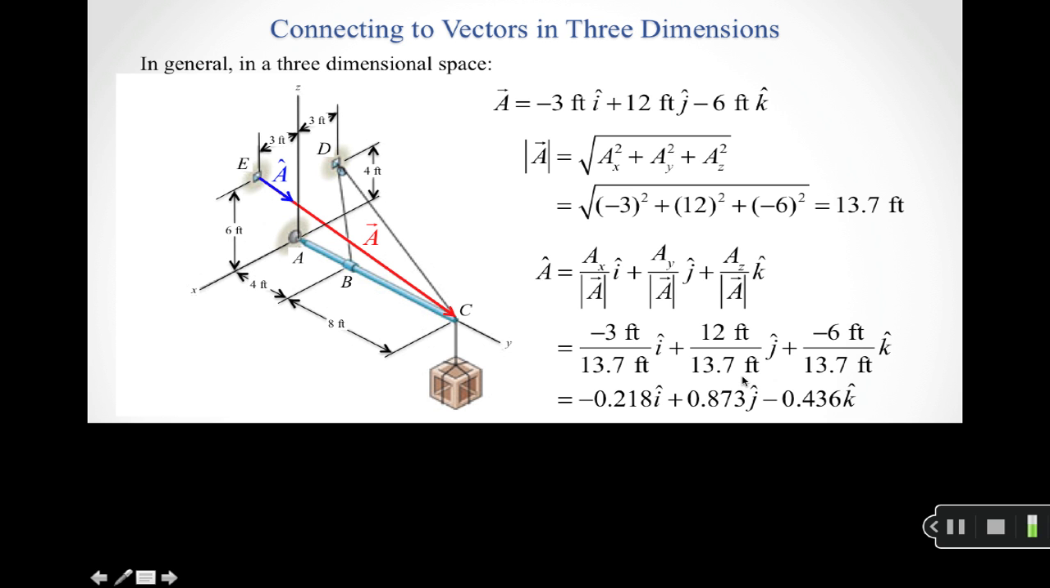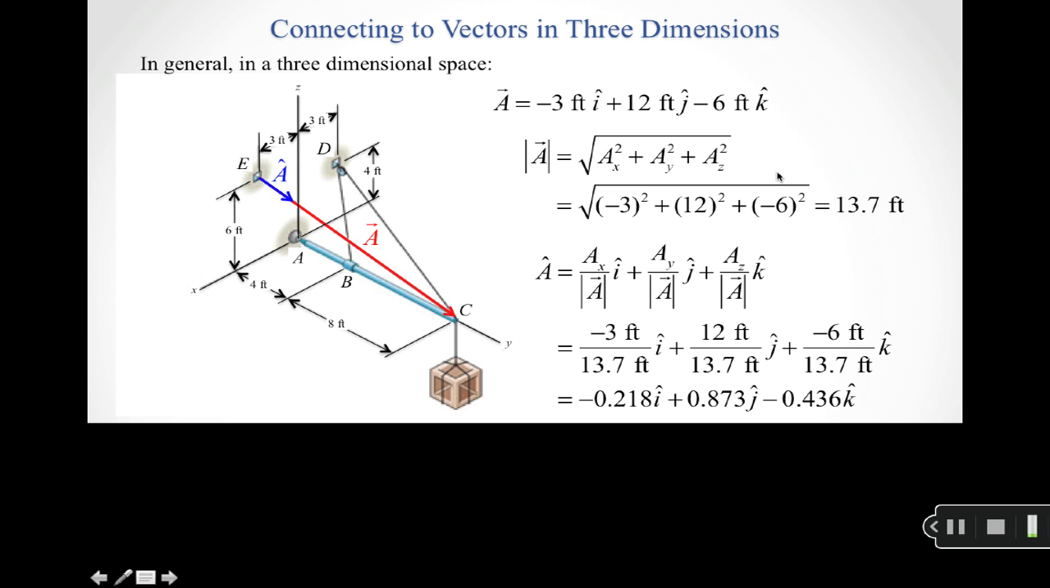Do the same thing for the other 2 components. So 12 feet, the y component, divided by 13.7 feet. Negative 6 feet for the z component, divided by 13.7 feet. So I get that the y component of my unit vector is 0.873. The z component of my unit vector is negative 0.436. If I wanted to check that this is a unit vector, I would take negative 0.218 squared plus 0.873 squared plus negative 0.436 squared. Take the square root, and sure enough, that happens to be 1.